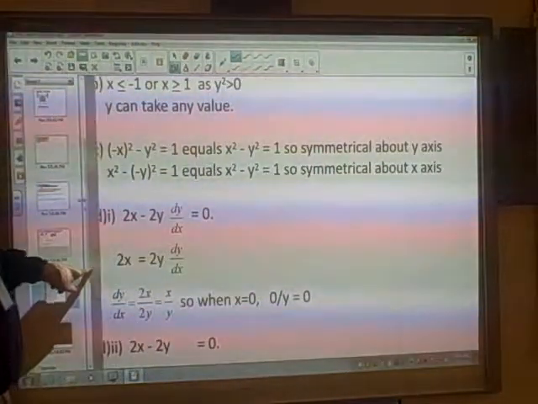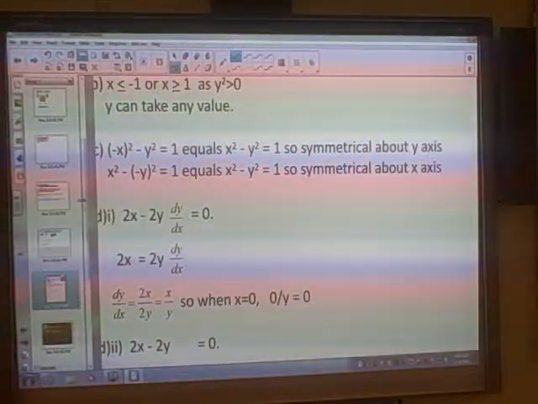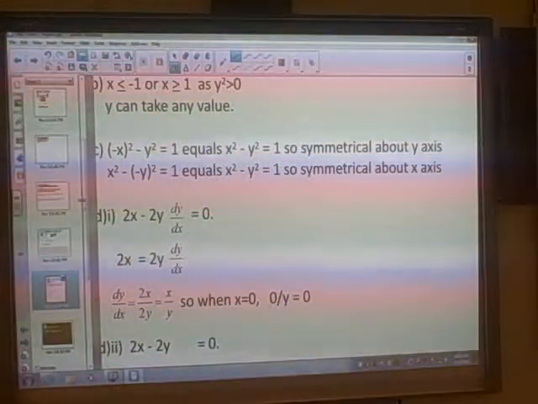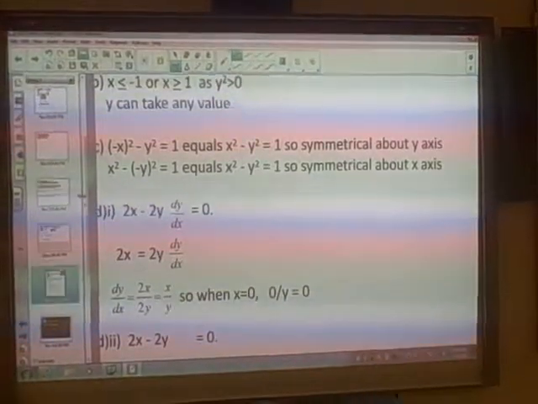It asks you to differentiate. As we differentiate something that had a y in it, I put dy by dx, and I'll let you check the rest of those answers.